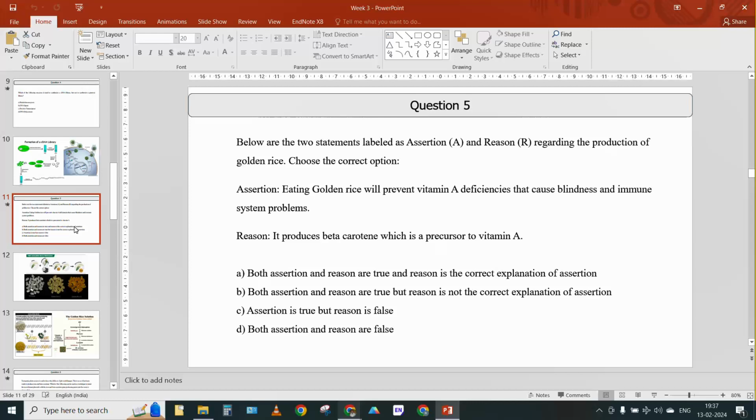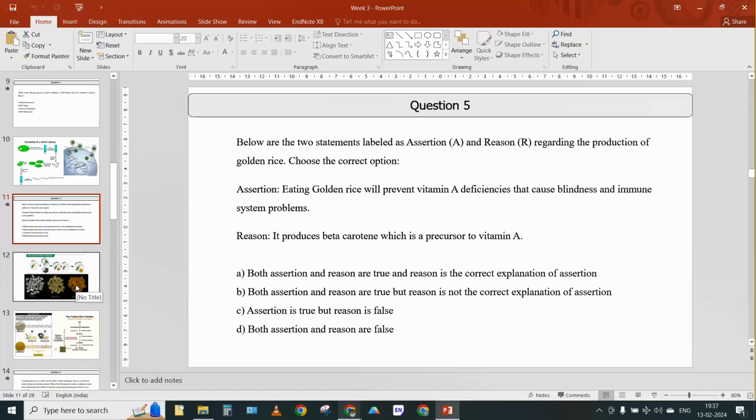Option A. Okay, and why option A? Because golden rice is actually rich in beta carotene, and beta carotene is a precursor of vitamin A. Exactly, Sanjay. The option A is the correct one. So it says that both assertion and reason are true, and reason is the correct explanation of the assertion.